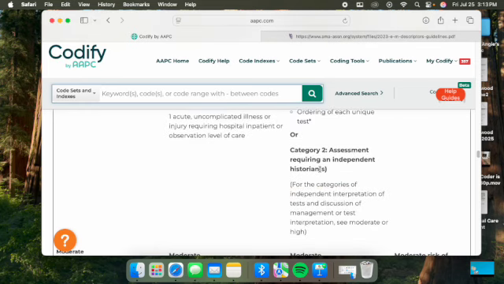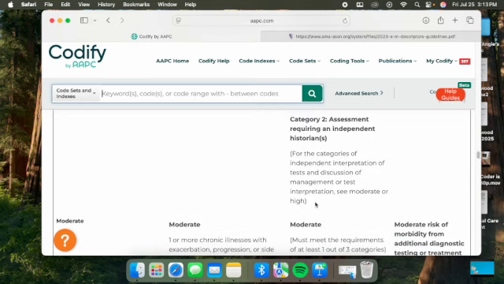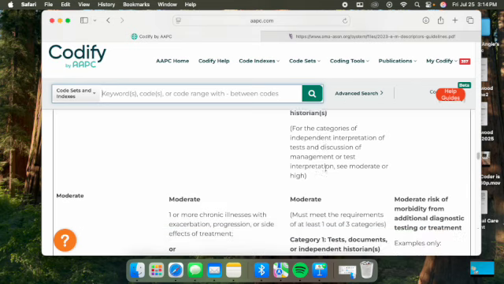And then the other category is assessment requiring an independent historian. This is where a patient comes in and the provider is required to get history from someone other than the patient. Maybe the patient was unconscious, maybe the patient has dementia. For whatever reason, they have to get a history from someone else, and when they document that, it automatically counts as category 2. They would meet this category 2 and be at limited with no other documentation of data. So if that's all they did for data, that would be enough to be at limited.